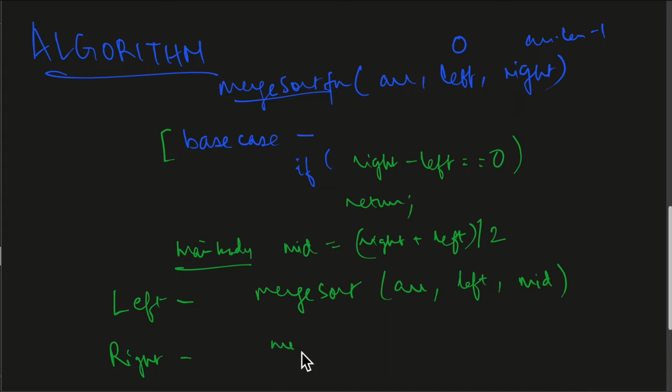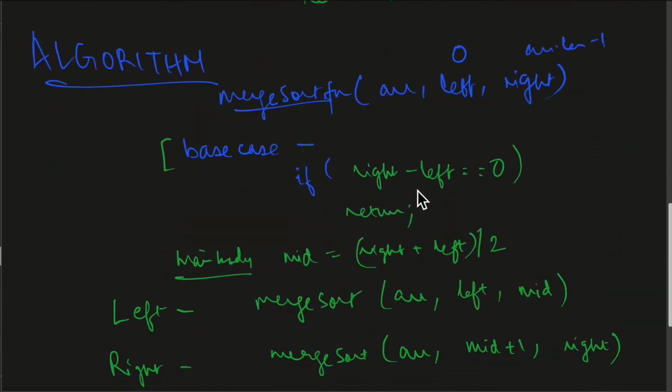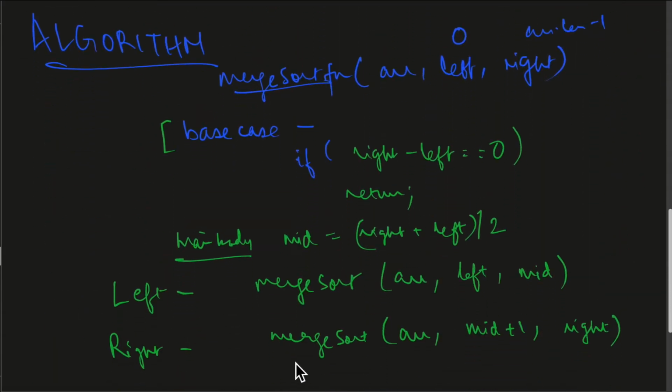Same thing we will call for the right subarray also, like we did. But here we are going to call it from mid +1 till the right pointer. So that is what we are doing over here, right? From 0 to mid we are passing 2, 5, 9, 1 as one array and then 7, 6, 4 as another array. Same thing we are recursively doing for every smaller subarray.